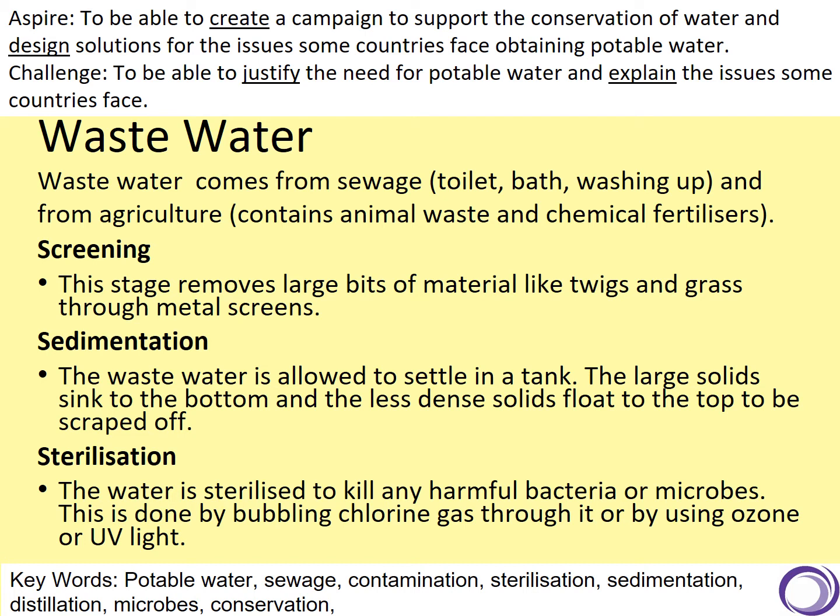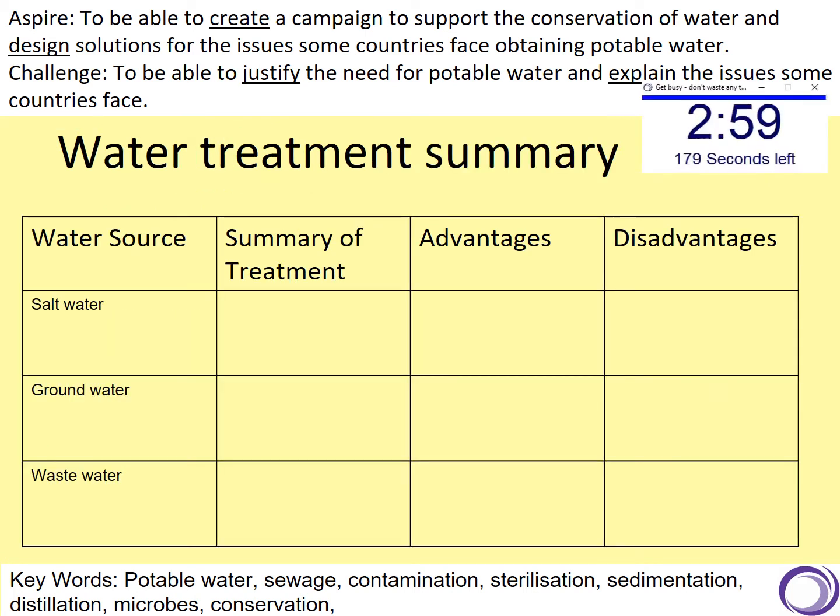The disadvantages are that it takes a little bit longer because there are more stages in the process, and there's more specialist equipment needed in order to produce potable water from wastewater, which makes it a little bit more expensive. So I'm going to give you 3 minutes to add in any extra information that you think you need to summarise the treatment and to look at the advantages and the disadvantages of each of those types of water treatment.